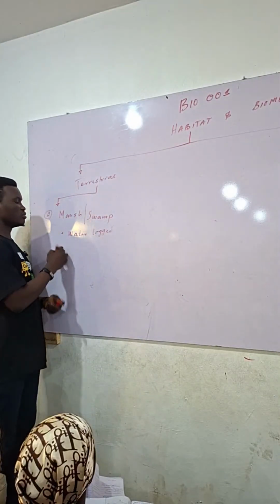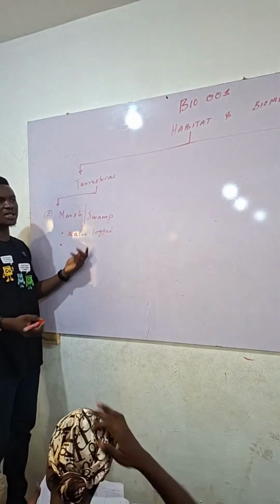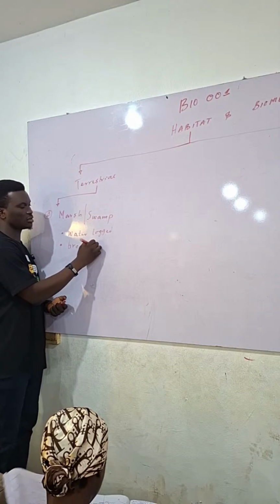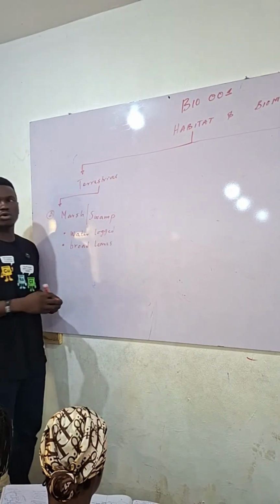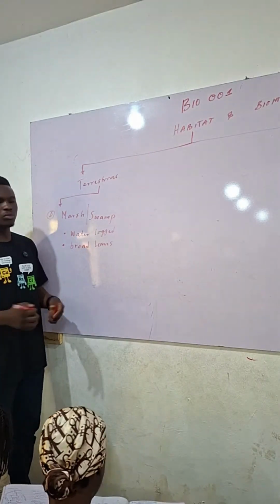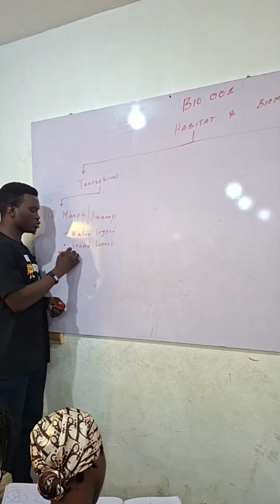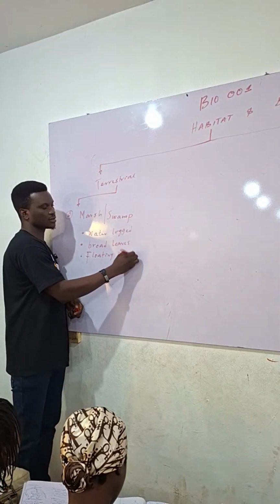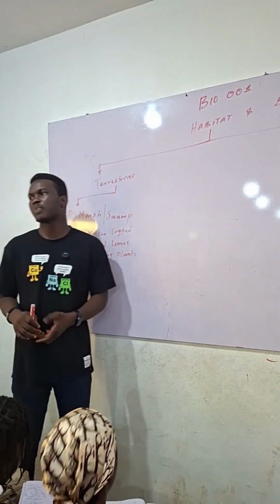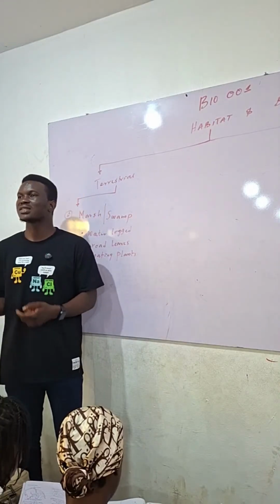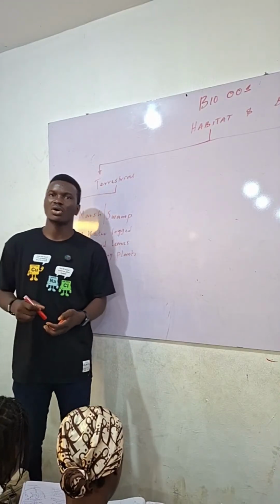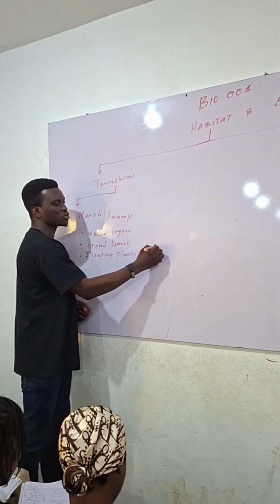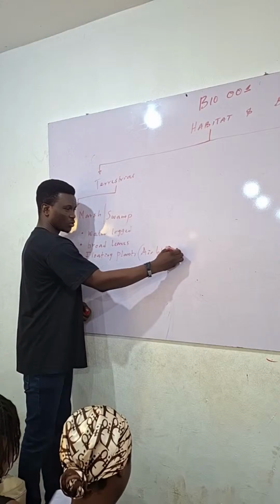So if you're talking about the type of plants here, we said most of the plants have broad leaves. Do you still remember? They have broad leaves, so they grow very well. And most of the plants that you have there, they are usually floating plants. And they can ask you, what makes a plant to float in an aquatic environment? There is what is called air bladder. So air bladder makes them to float in an aquatic environment.